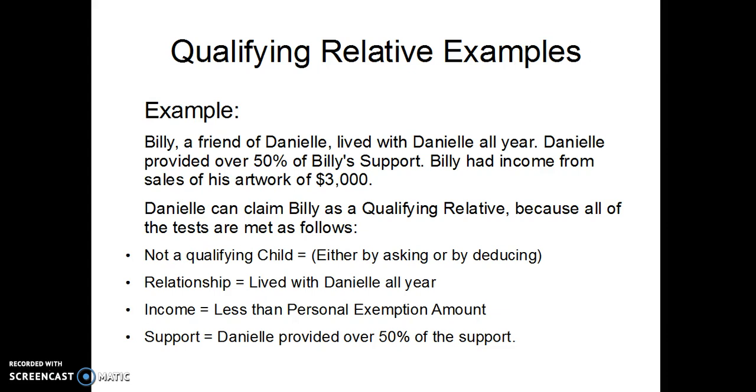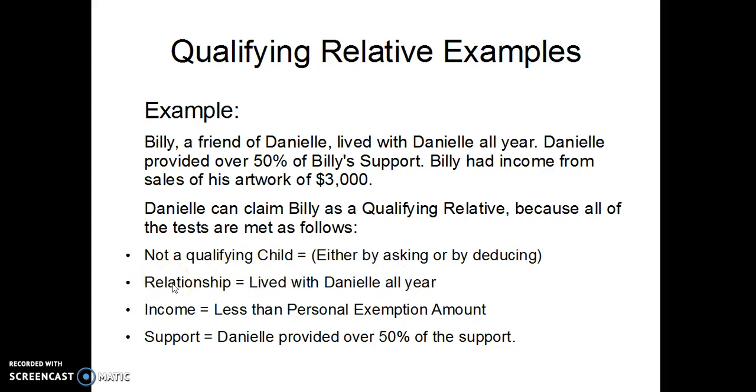First of all, Billy is not a qualifying child of anyone. Now, the way you would usually do that is either by asking or by deducing. When I say deducing, it is by looking at the facts, by seeing if Billy lives with Danielle, then obviously he would not meet the abode test for someone else, so they would not be able to get him as a qualifying child. And when I say asking and deducing, you really have to ask the taxpayer these questions to come up with the answer. So this is satisfied.